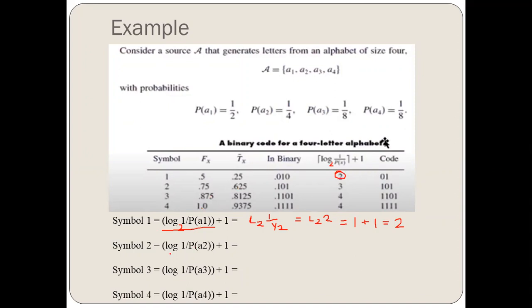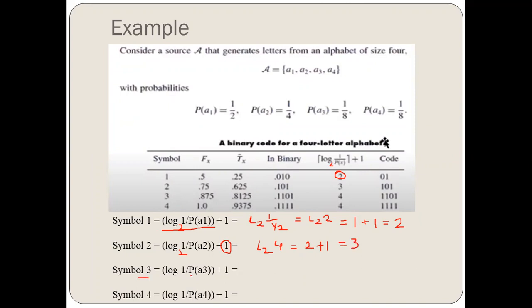Next, for the second symbol, log base 2 of 1 divided by P(A2). So it is 1 by 4. So it will be log base 2 of 4, since 1 divided by 1 by 4 is 4. What is log base 2 of 4? It is equal to 2, because 2 raised to the power 2 is 4. Then I add 1 to it, so that will be equal to 3.